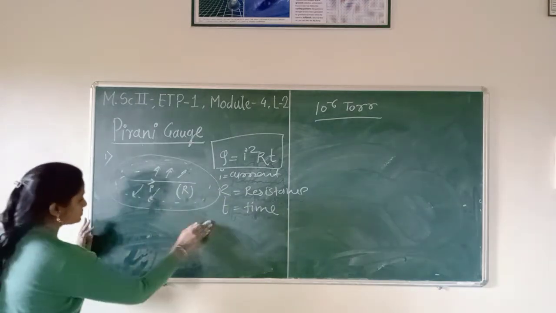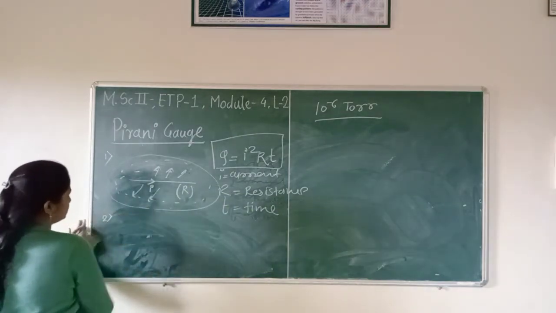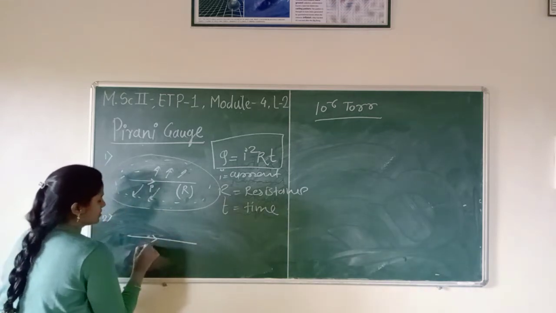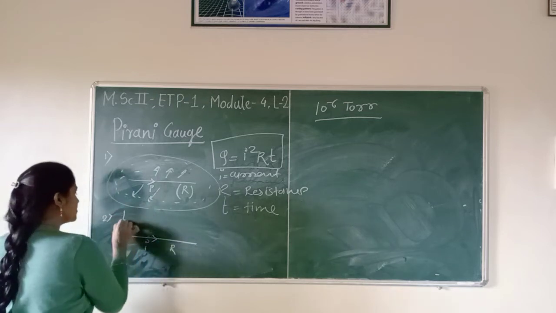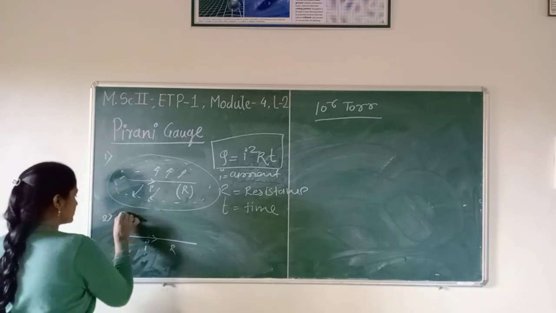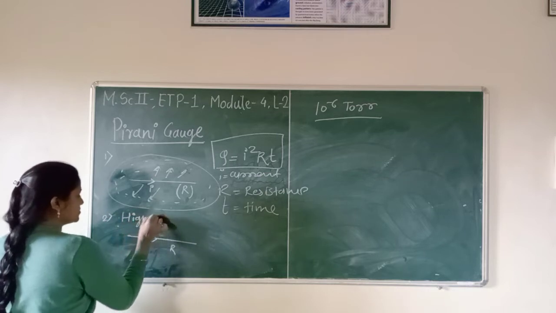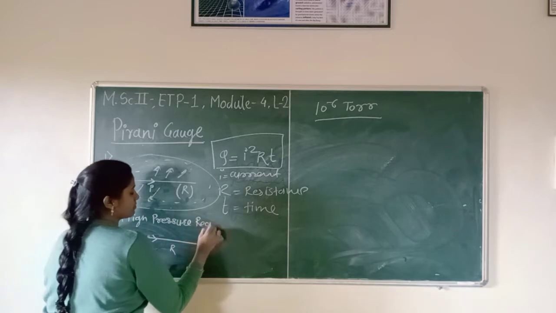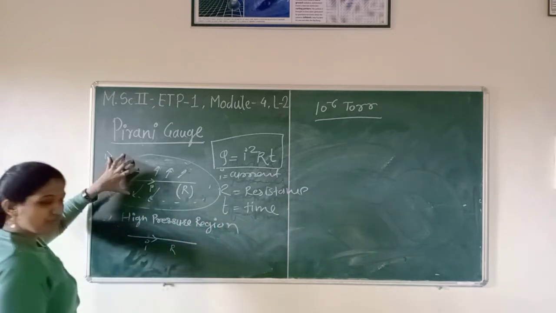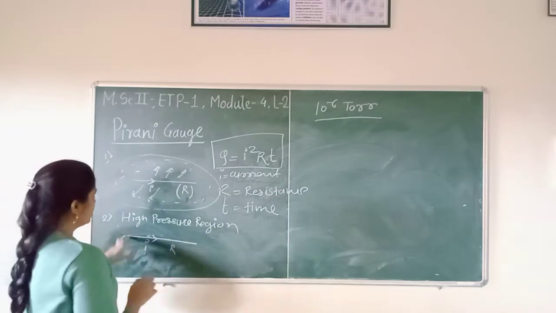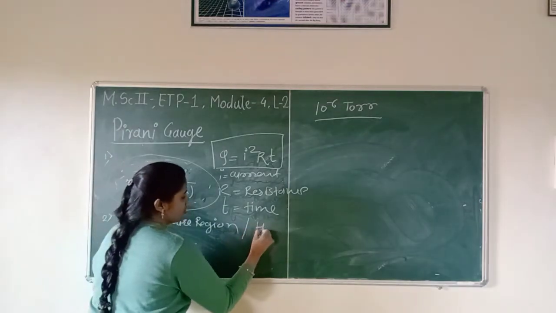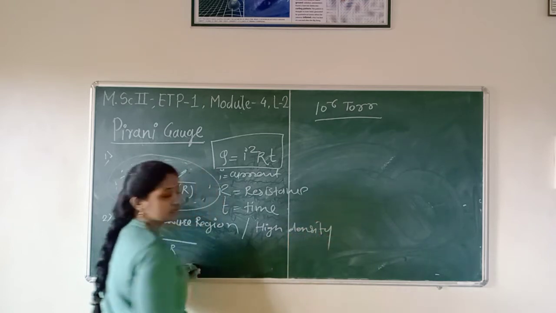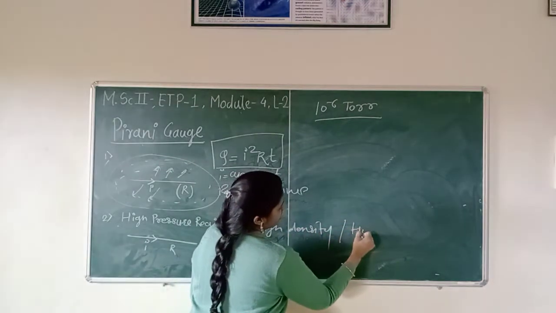Now the second case is similar, but now we are placing this wire in the high pressure region. Here, normal is the atmospheric pressure. Now the high pressure region, or we can say high density region, or high conductivity region.